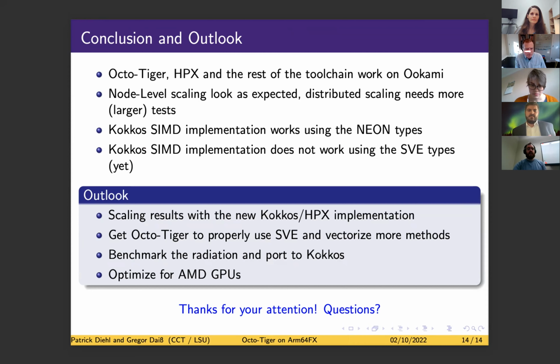And other than that, we are trying to get better scaling numbers now with our new Kokkos HPX implementation. Of course, we want to port it, as I just said, to SVE and vectorize some more methods to get to the full SIMD speedup. And on the physics side of things, we are currently trying to implement radiation. And since we use Kokkos anyway, we also want to run it on AMD GPUs and are currently optimizing for that. So there's quite a lot of different projects going on with OctoTiger.